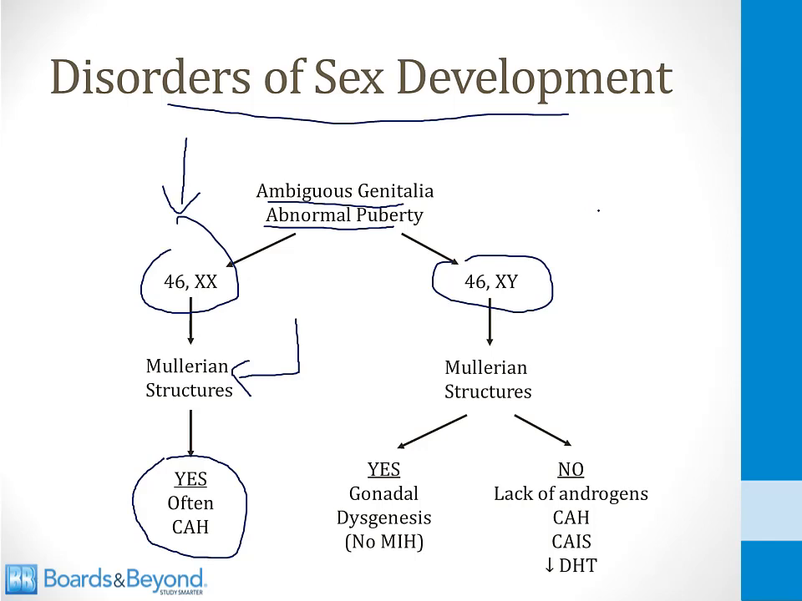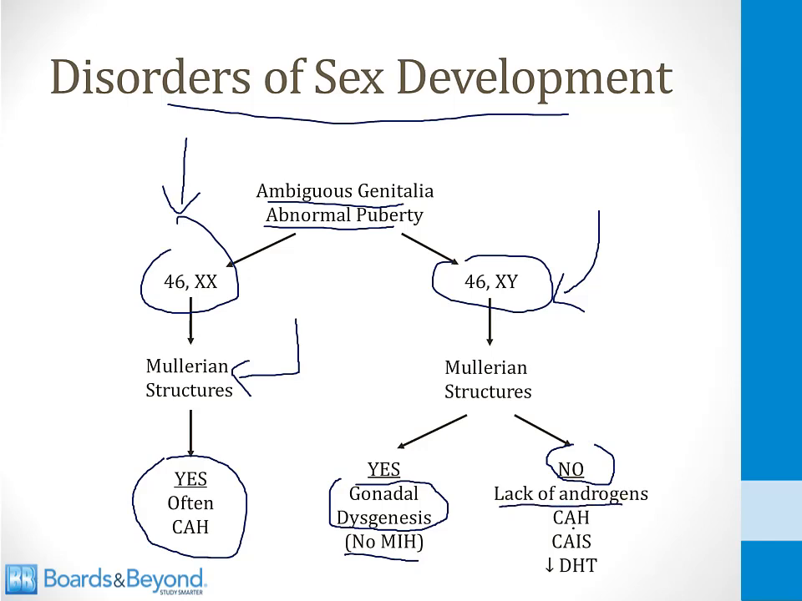In the case of a child with an X and a Y chromosome, if the Müllerian structures are present, that means there's some problem with the gonads. They did not develop normally, and there was no secretion of Müllerian inhibitory hormone. If there is an absence of the Müllerian structures in a child who is XY, then the problem is lack of androgens in some form.